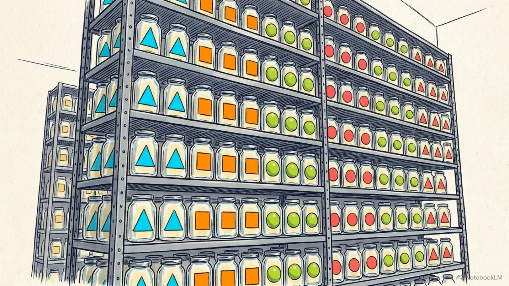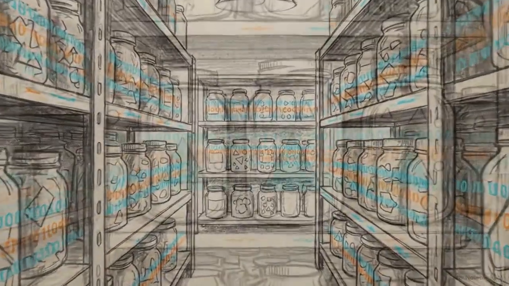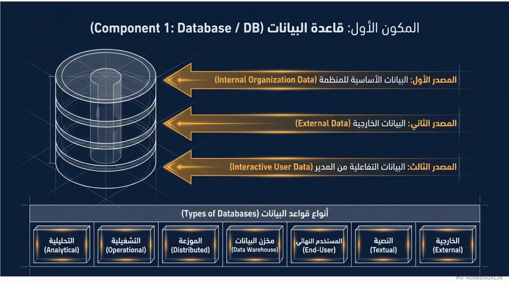Let's build that smart kitchen step by step. Every kitchen needs a pantry. In a decision support system, we call this the database. It's where we store all our raw ingredients. This diagram illustrates how the database gets filled. The top arrow pulls in internal organization data, so our chef knows exactly what's on the shelves. Moving down to the middle arrow, the system also ingests external data, like today's fluctuating market prices for salmon.